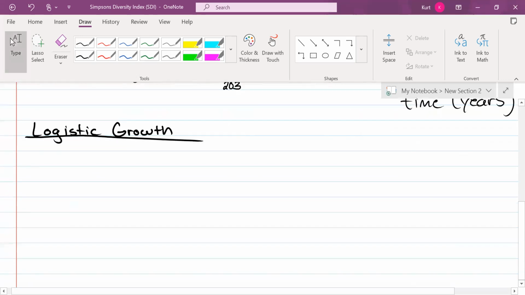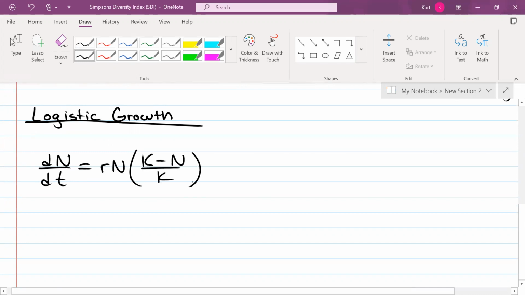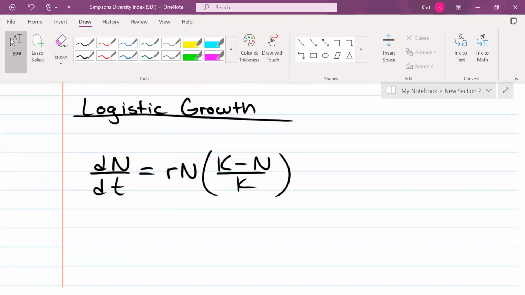Remember that this does factor into carrying capacity. And the equation for this is change in population size, delta N over delta T, equals R times N times K minus N over K. R is your growth rate, N is your population size, K is your carrying capacity. I have everything written on the whiteboard for you too.